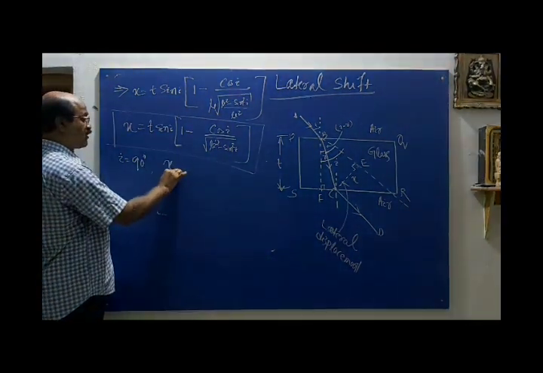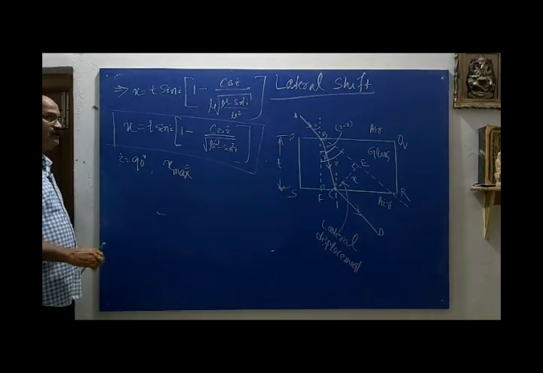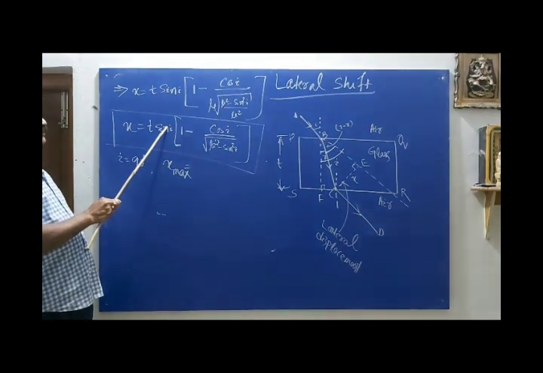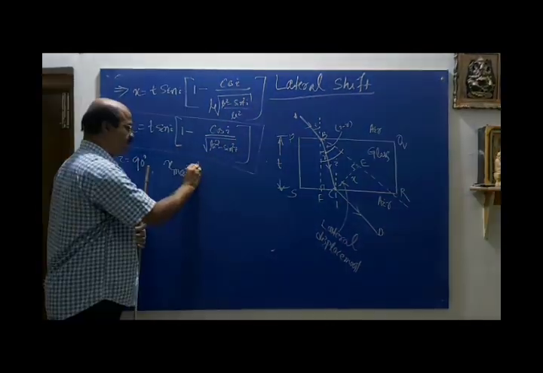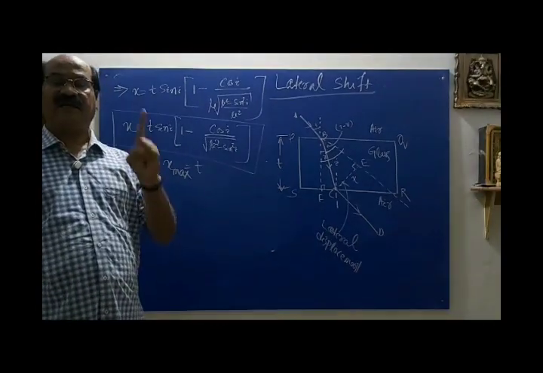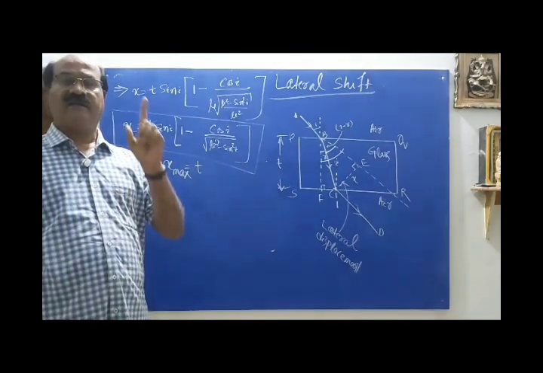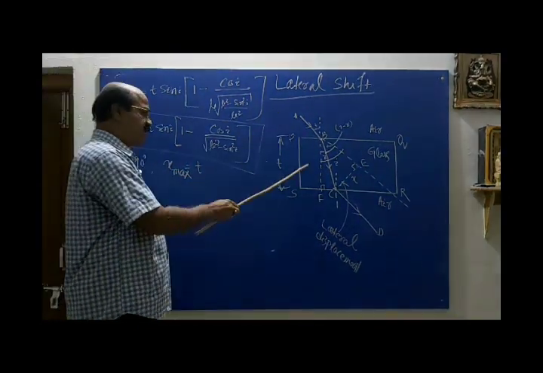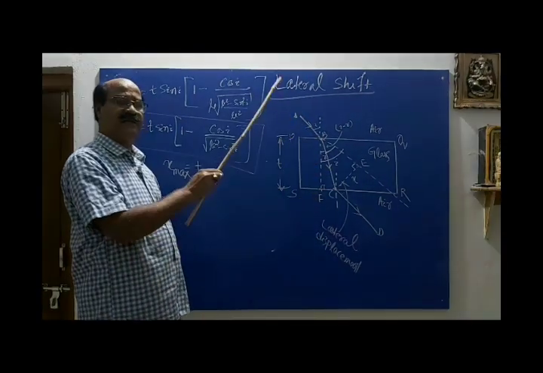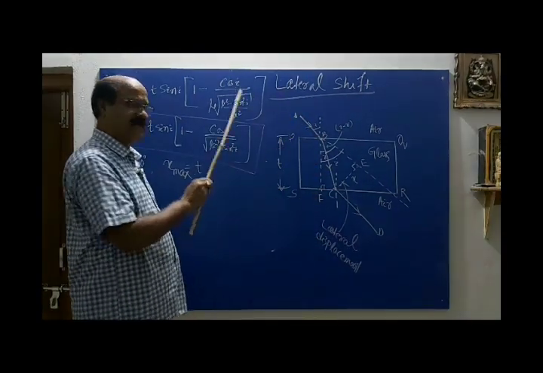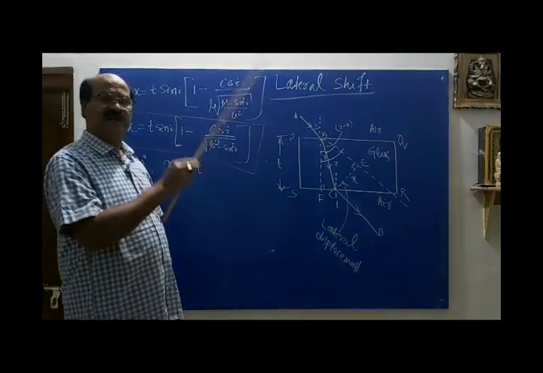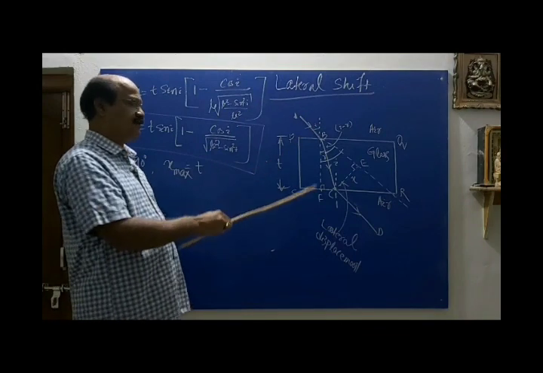x should be maximum, meaning lateral shift will be maximum. What is the maximum value? cos 90 is 0, sin 90 is 1, so the whole thing becomes t. That means the maximum lateral shift of a ray of light can occur when... remember, the maximum value of lateral shift of an emergent ray is equal to the thickness of the glass slab, meaning a ray can never be laterally shifted greater than the thickness of the glass slab.